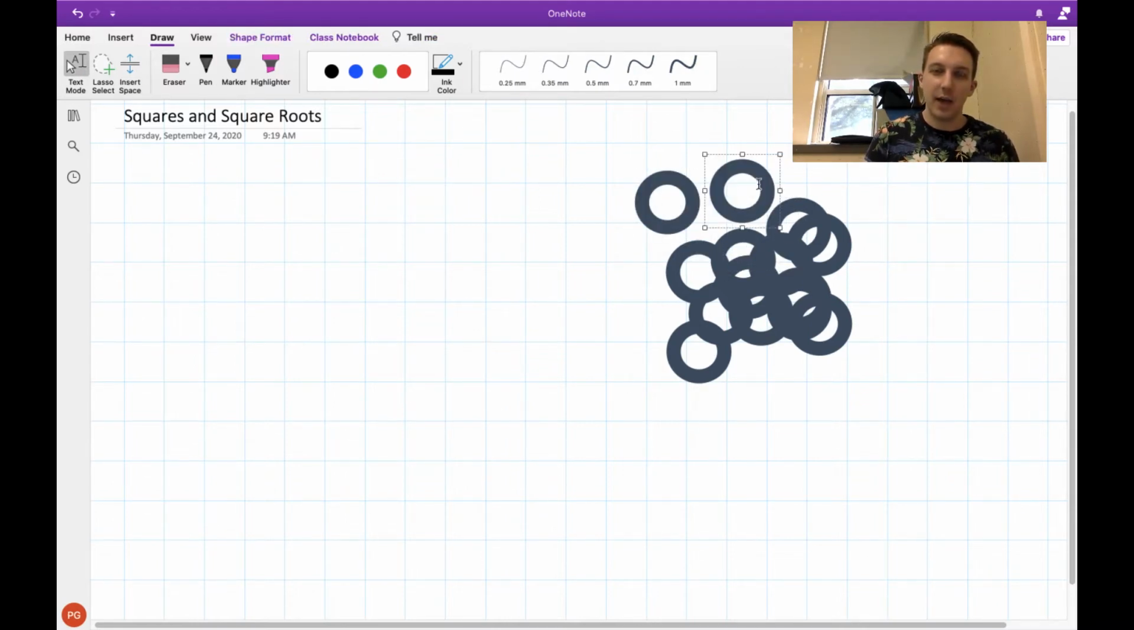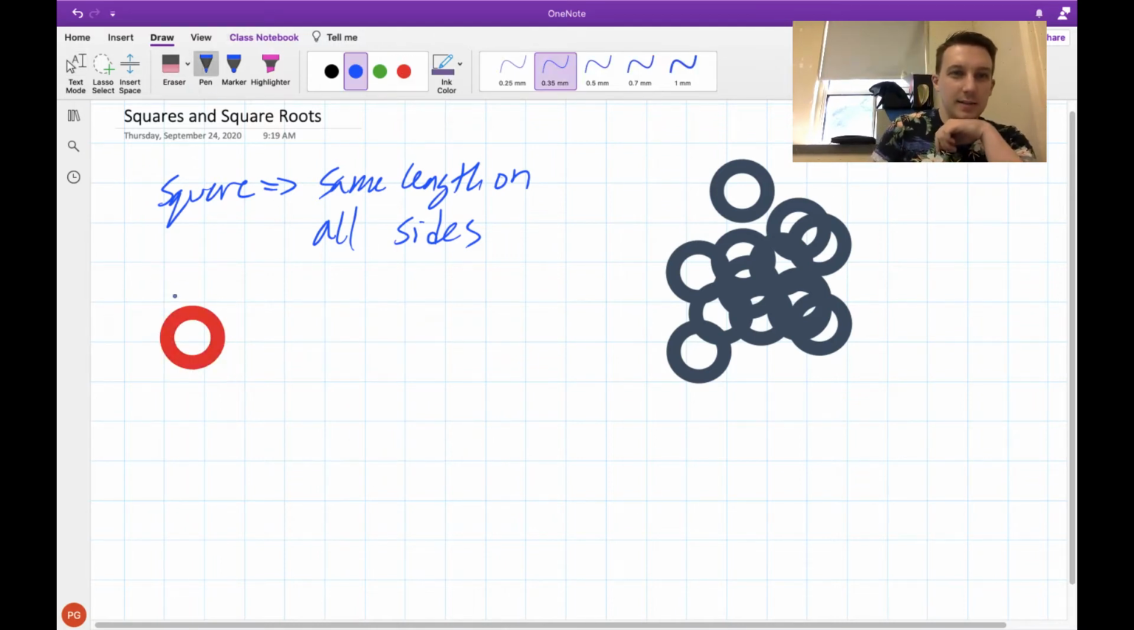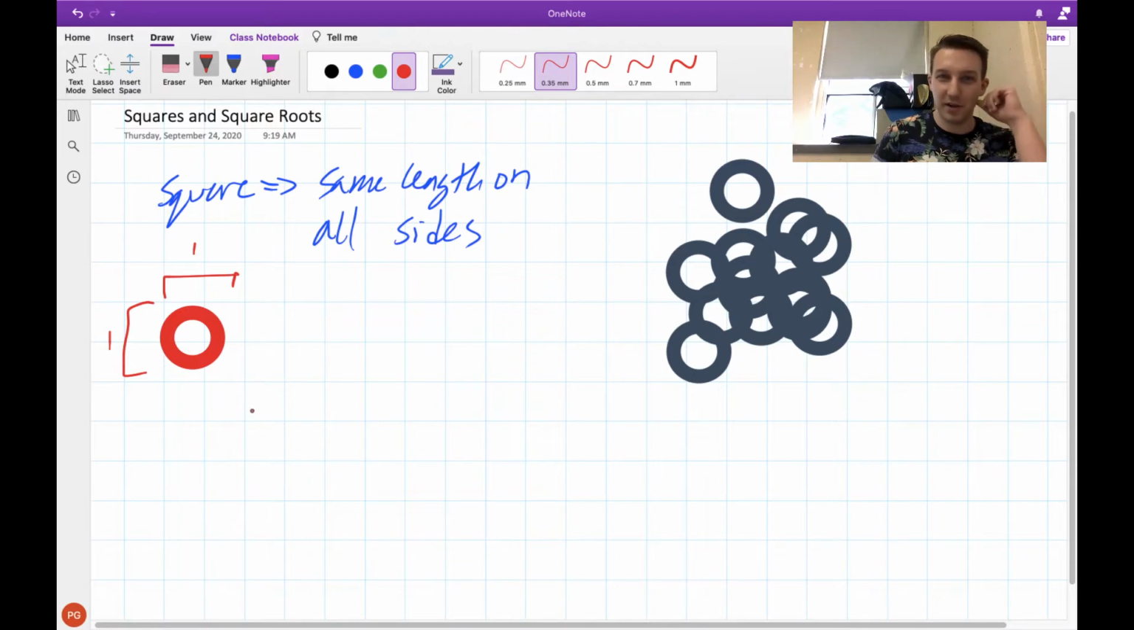Let's say I want to arrange these and make them into a square. Now the key is that a square has the same length on all of its sides. So what's the smallest square I can make? Well, it would just be with one piece. Because notice, this has a width of 1 and a height of 1, so it's the same on all sides. So this would be our smallest square.